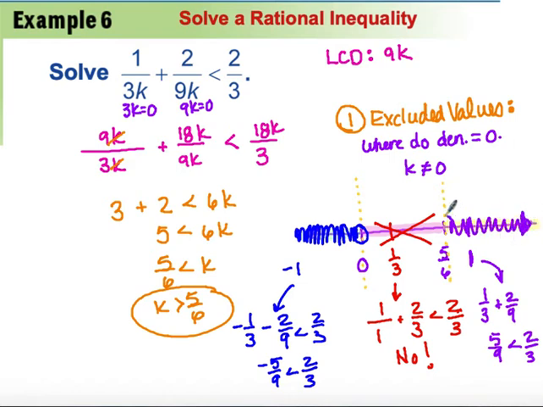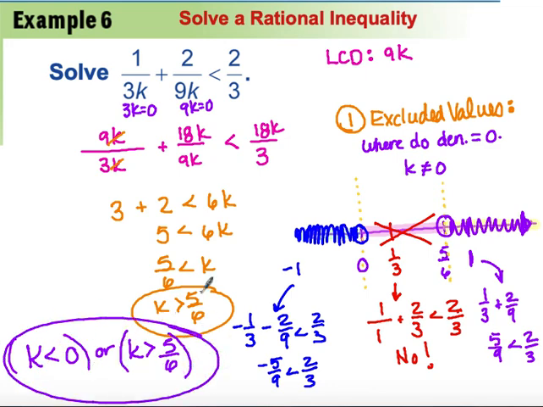So I am going to have a complex solution where I don't have anything between 0 and 5/6, but everything to the left of 0 and everything to the right of 5/6 is a solution. So I will mark it as an OR. k is less than 0 or k is greater than 5/6. That's going to be my solution for this rational inequality.